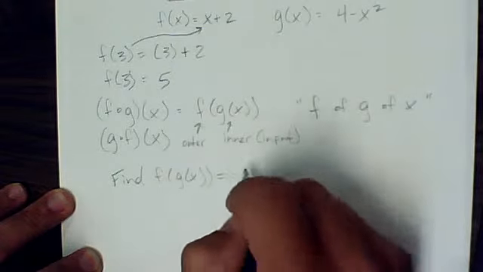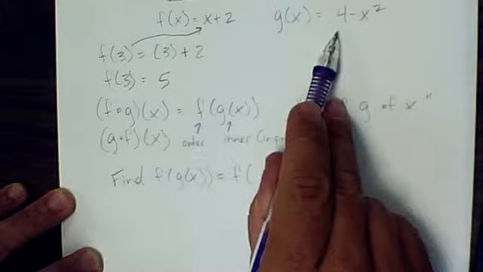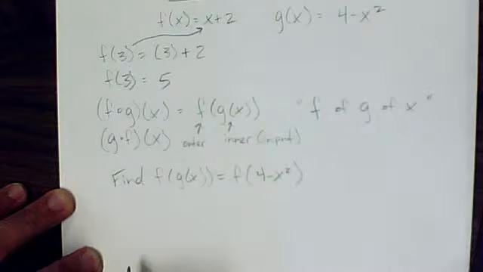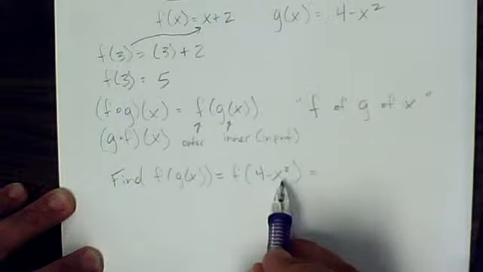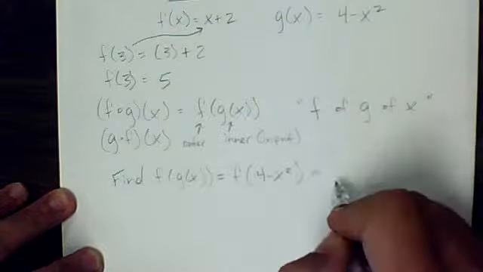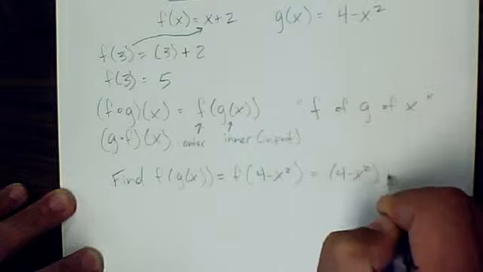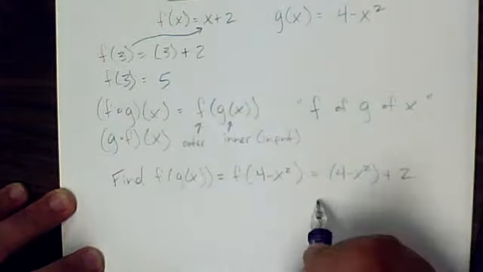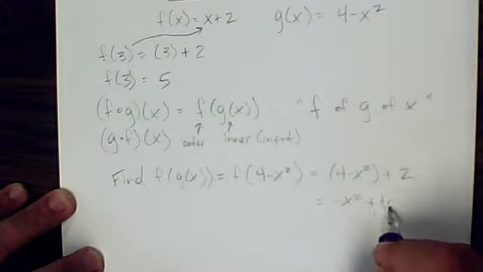that's the same as f of whatever our g function is, which is 4 minus x squared. So instead of x plus 2, we're going to take the 4 minus x squared and replace the x, or plug it into the x, and we get 4 minus x squared plus 2 instead of x plus 2. And then we can work that out, and we get a negative x squared plus 6.